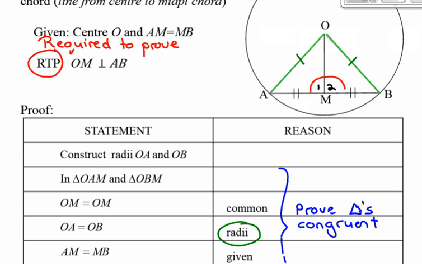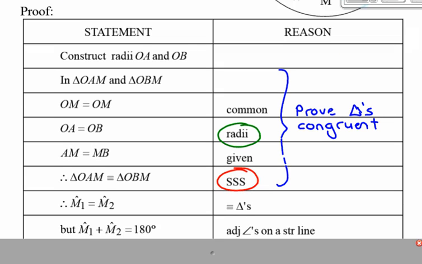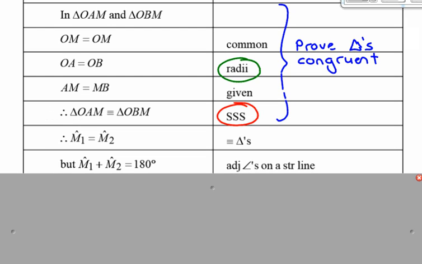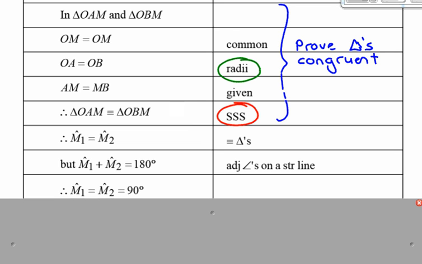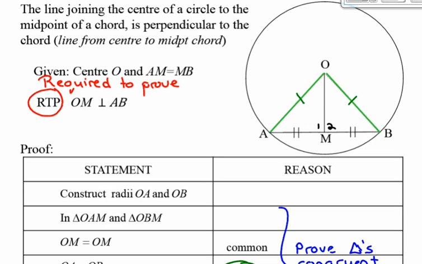So, therefore we know because they're equal and they add up to 180 degrees that they each must be 90 degrees. And voila, that's what we needed to prove. If M1 and M2 are each 90 degrees, then of course OM is perpendicular to AB. And that's the end of our proof.